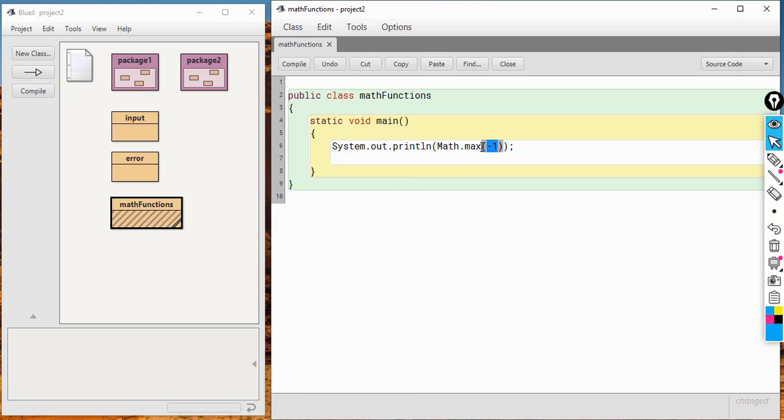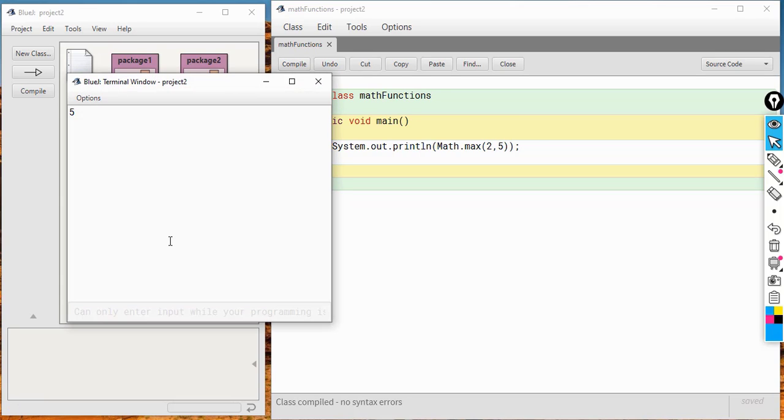Then the next function is max. The max function takes two arguments. Let's give two arguments here, and it will give us the argument which is bigger. Let's compile this and execute. You can see that it is giving us the value which is greater between 2 and 5.